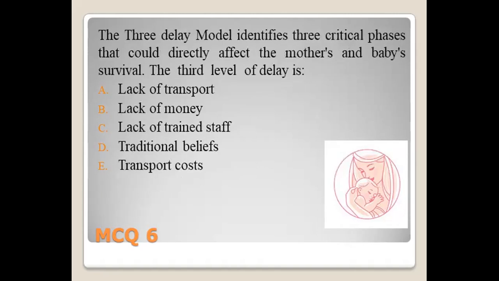MCQ 6. The three delay model identifies three critical phases that would directly affect the mother's and baby's survival. The third level of delay is: A, lack of transport; B, lack of money; C, lack of trained staff; D, traditional belief; E, transport cost. What will be the correct option? For the third level of delay, as I mentioned, C will be the correct option, lack of trained staff.